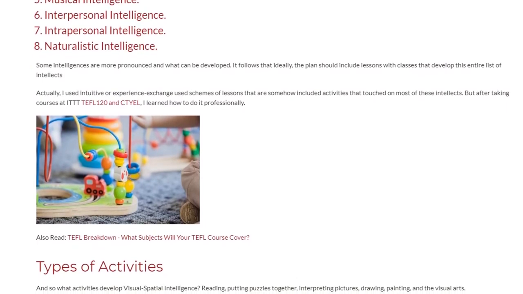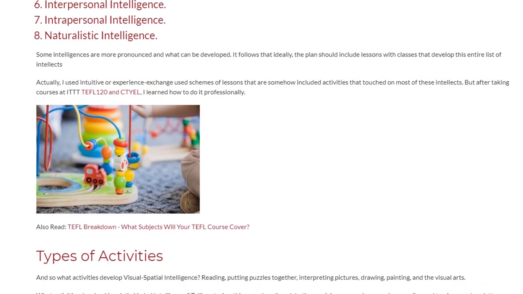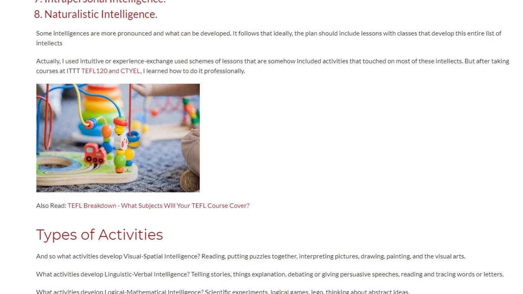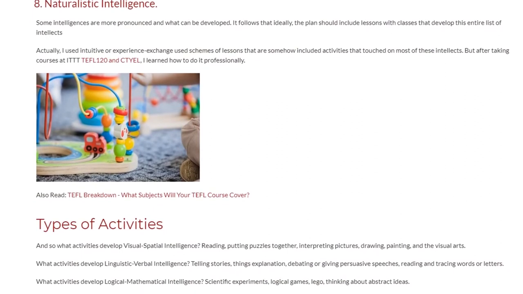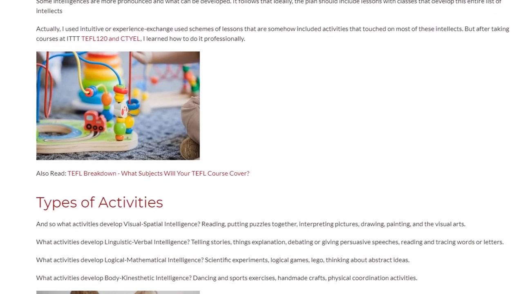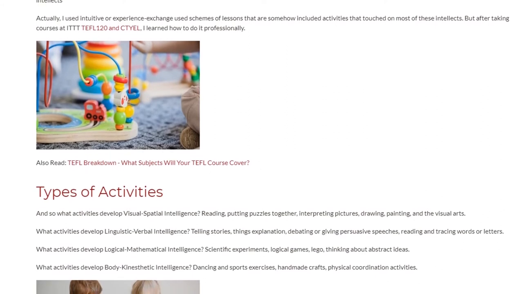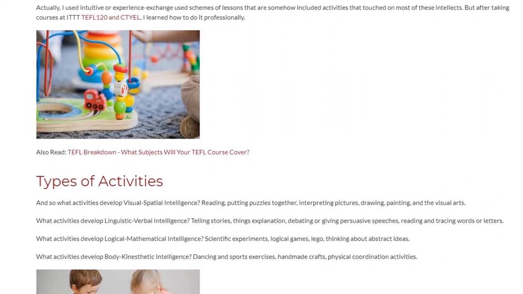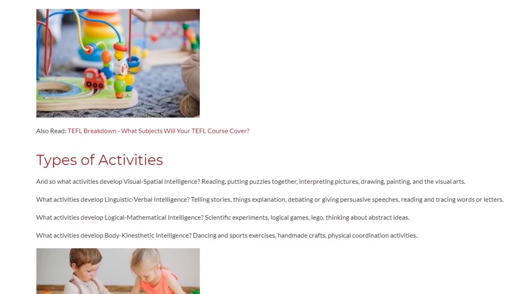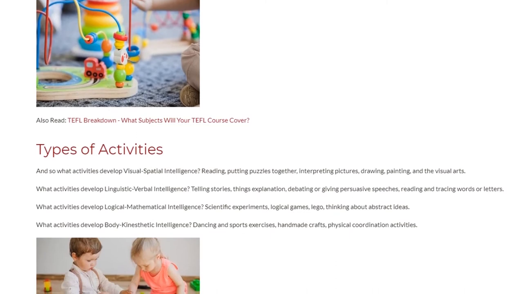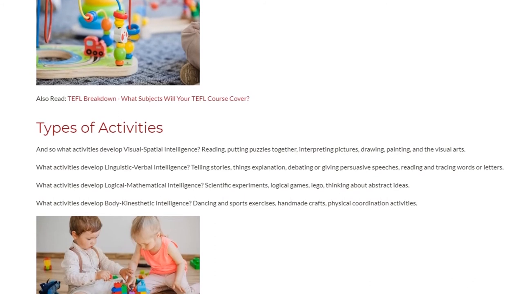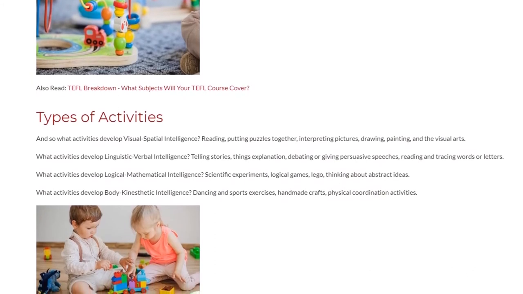Types of activities. And so, what activities develop visual spatial intelligence? Reading, putting puzzles together, interpreting pictures, drawing, painting, and the visual arts. What activities develop linguistic verbal intelligence? Telling stories, explaining things, debating or giving persuasive speeches, reading and tracing words or letters. What activities develop logical mathematical intelligence? Scientific experiments, logical games, Lego, thinking about abstract ideas.